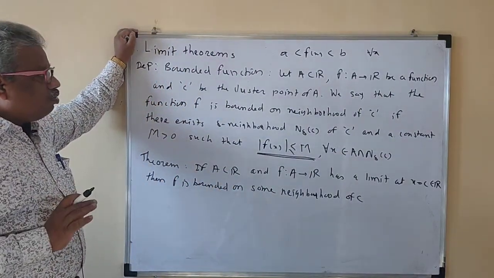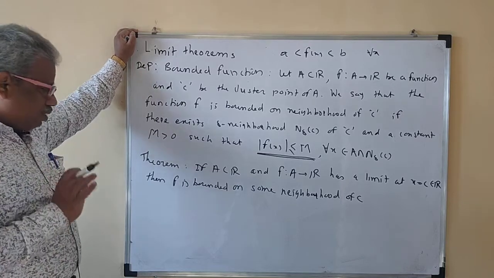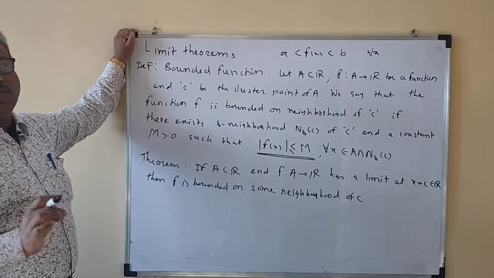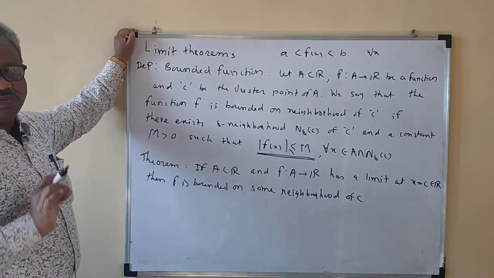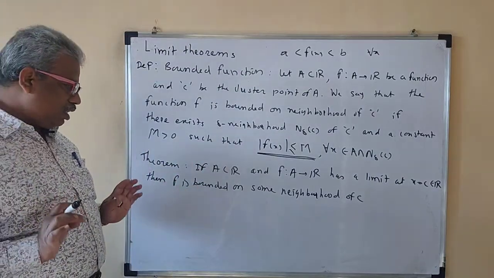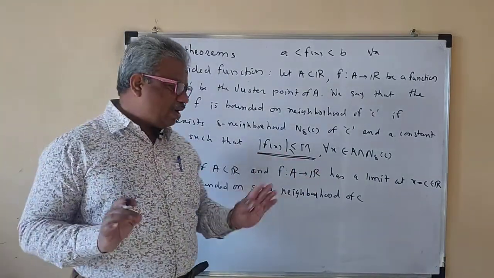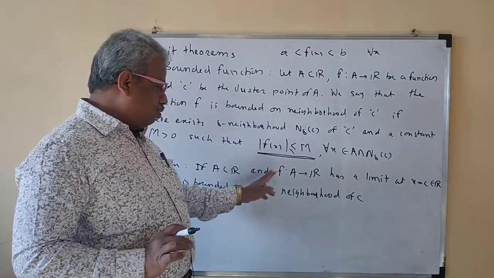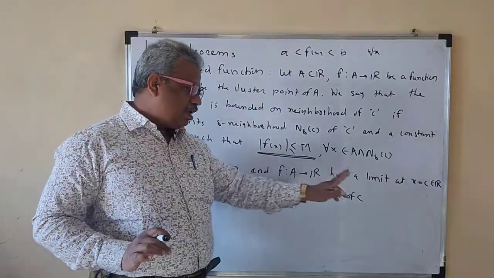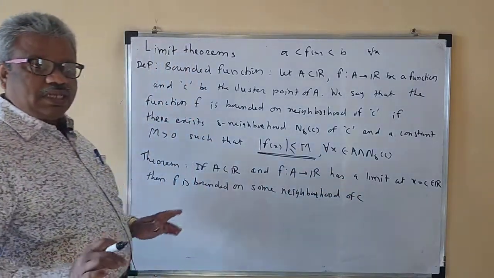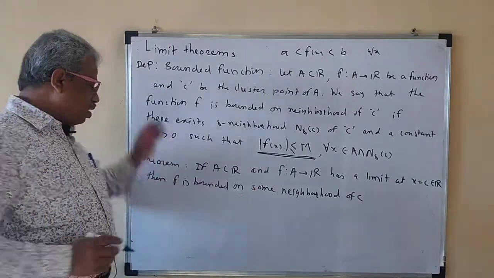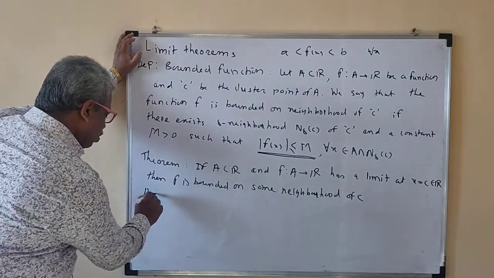Now we will see the theorem on the relation between the limit and the bounded function. If the limit exists, then the function is bounded. This theorem tells you that if a limit exists, then the function is bounded in the neighborhood of C, where C is the cluster point of A. So let A be a subset of R, and f from A to R has a limit at x equal to C. Then f is bounded in some neighborhood. We prove this.